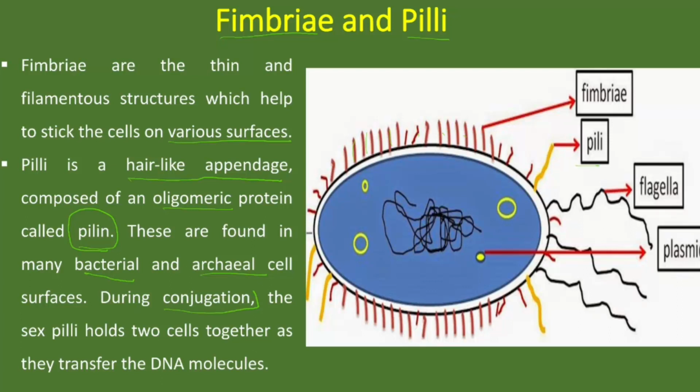During conjugation, conjugation means the joining of two cells. Means one cell is here and one cell here. If they get joined together, this is known as conjugation. During conjugation, the sex pili hold two cells together as they transfer the DNA molecules. So there are some events of sexual reproduction in bacteria as well, and during this the bacterial cells exchange their DNA, and these pili hold the cells together so that they can exchange portions of DNA. So basically the pili function is to hold the cells together during this process of conjugation.